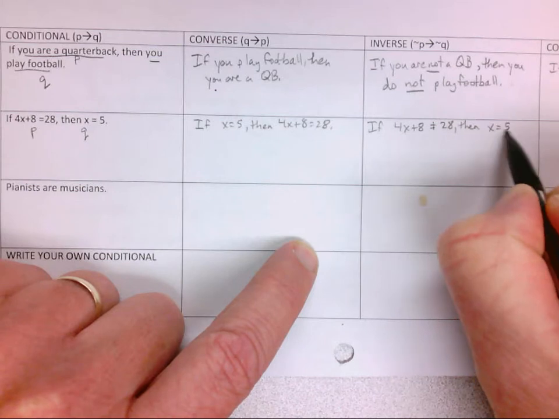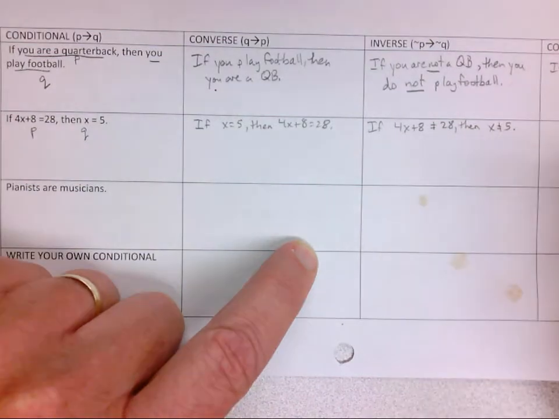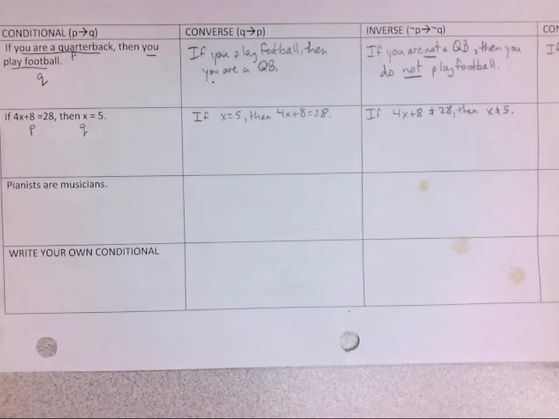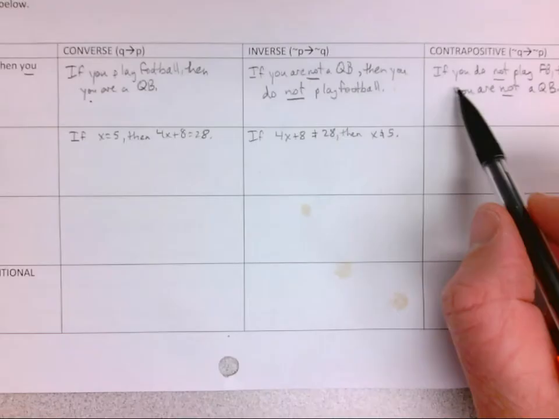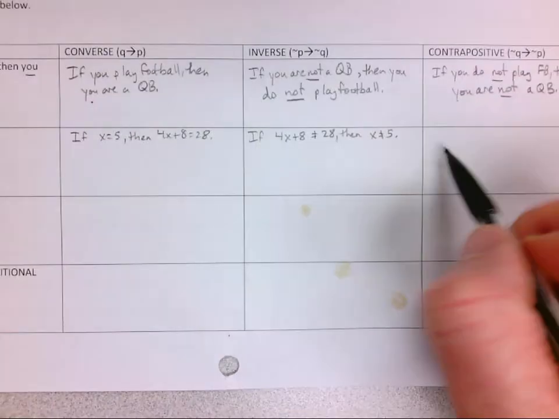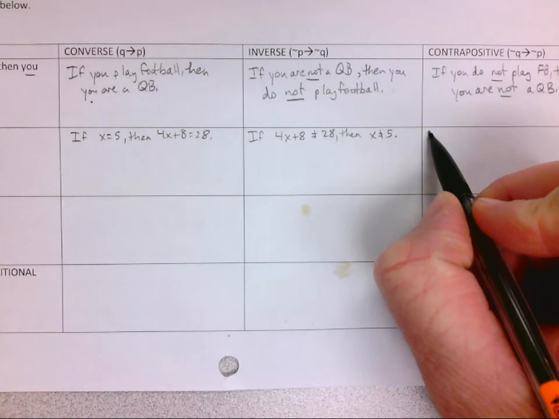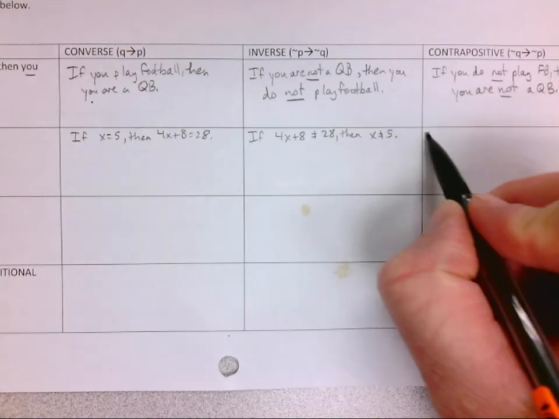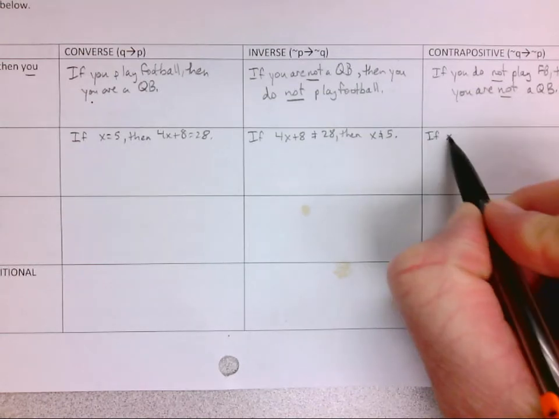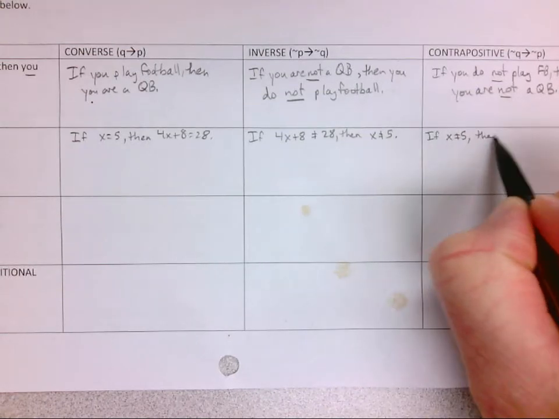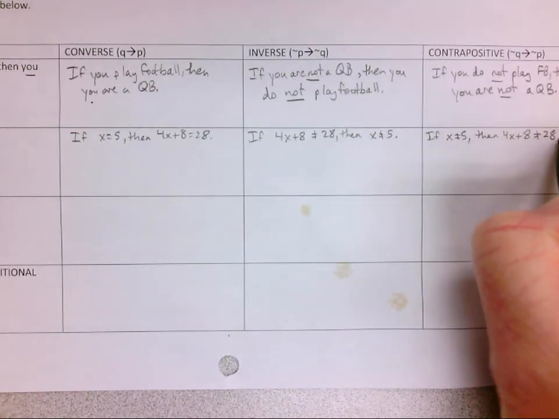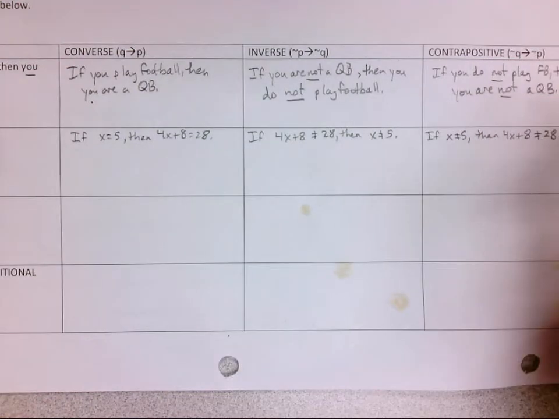Again, we're more worried about writing these right now. When you do logic, you'll do something called truth tables to see if they're equivalent or not. And then the contrapositive is the inverse of the converse, or the converse of the inverse. So you switch the one you just did around. So if x does not equal 5, then 4x plus 8 does not equal 28. So again, that statement is true because the original statement was true.